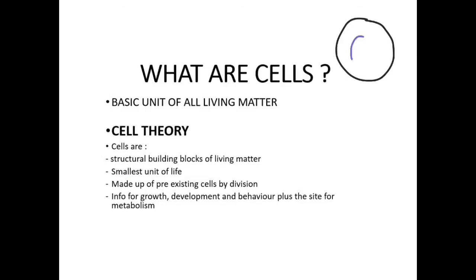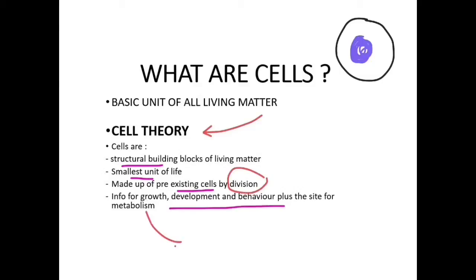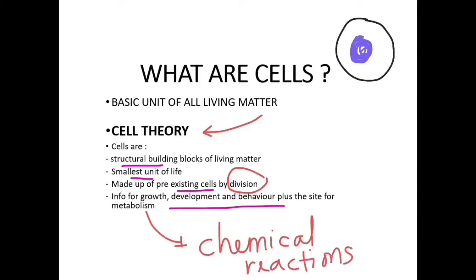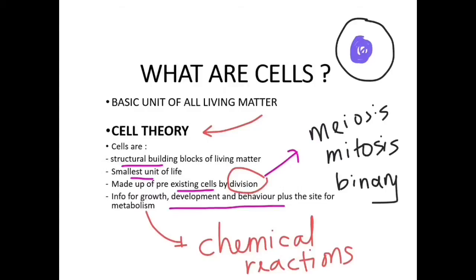So what are cells? Cells are just the basic unit of all living matter. And this idea is known as the cell theory, which is about cells being the building blocks of living matter, the smallest unit of life, and they're made up of pre-existing cells by division. Some types of division are binary fission, meiosis and mitosis. Cells also contain information for growth, development and behavior, plus the site for all chemical reactions of life. And the study of cells is called cell biology.